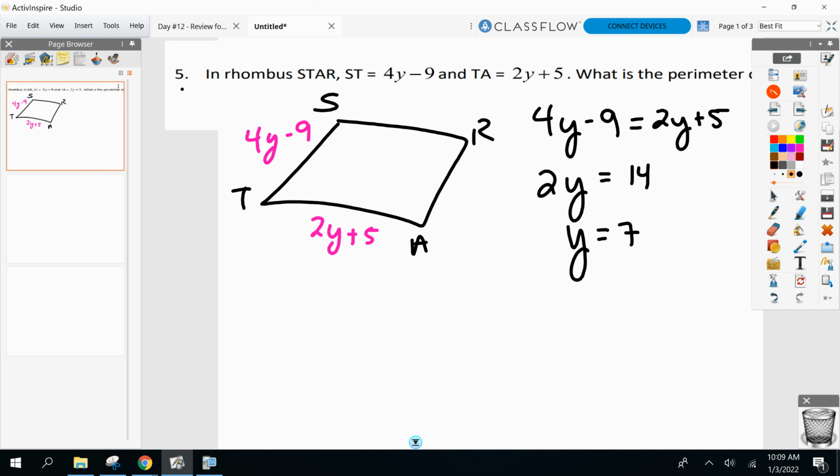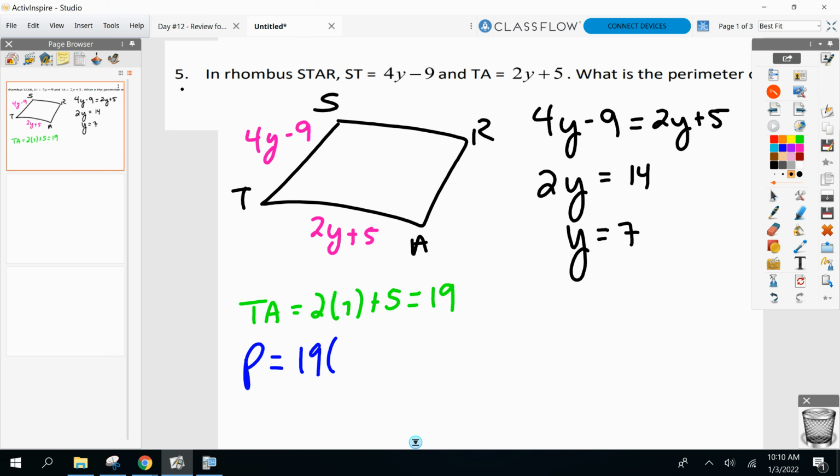Now I've got to find the perimeter. That's all 4 sides added up. But since you guys just told me that if I know one side, I know all of them, I can pick a side, it doesn't matter. TA is 2 times, plug in your 7, plus 5. TA has a length of 19, meaning all four sides are 19. So the perimeter will just be 19 times 4, 76.